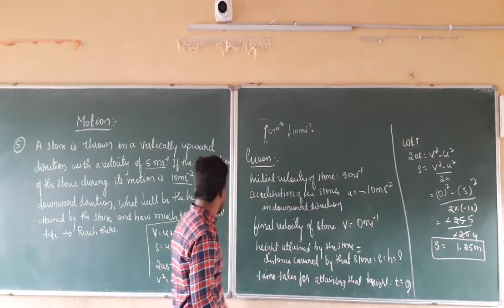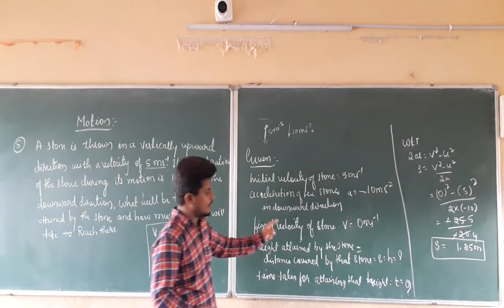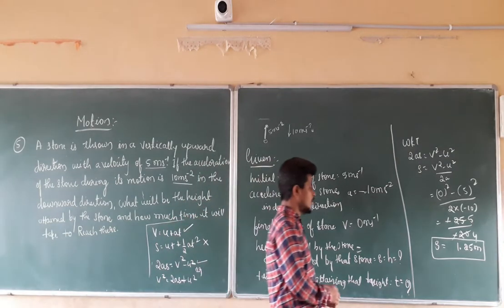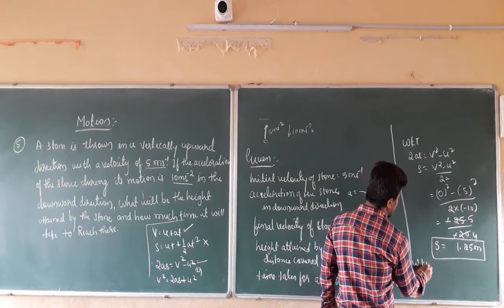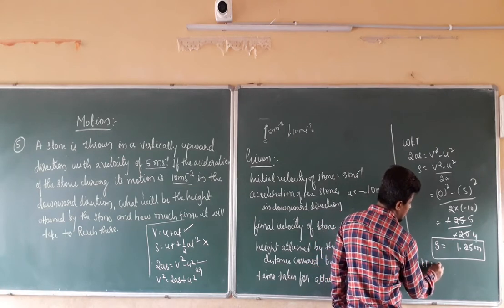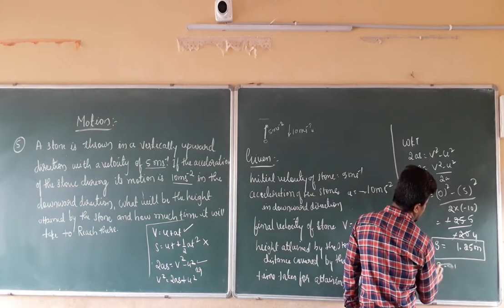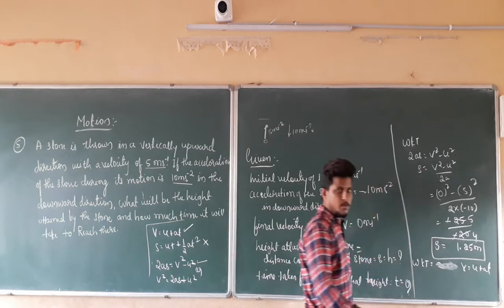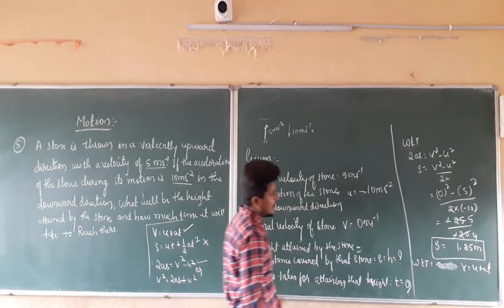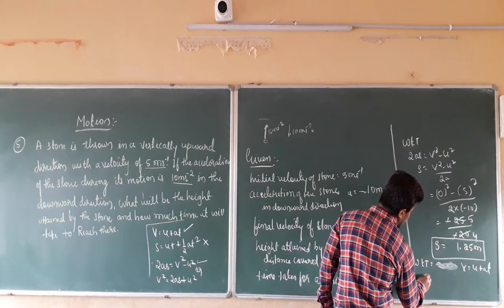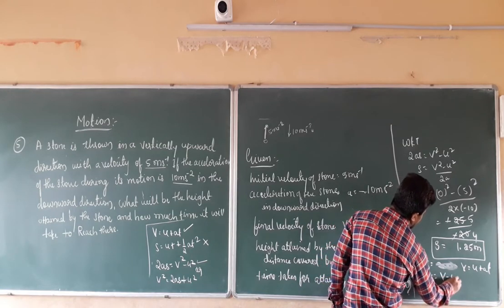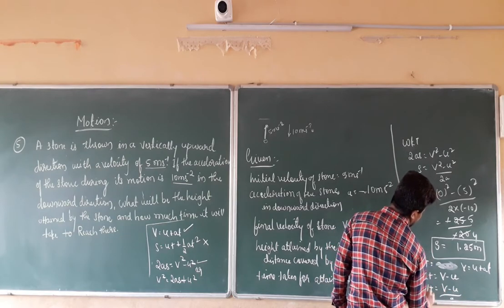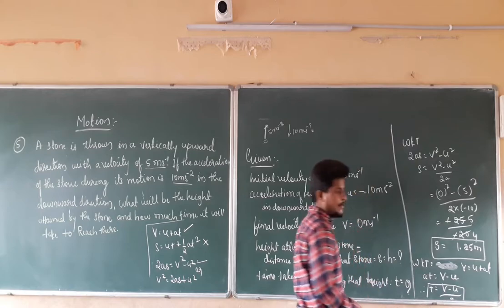Now what we have to calculate next? We have to calculate the time taken for attaining that height. That is nothing but T. So we are going to calculate that by using the equation what? We are going to use the equation V equal to U plus AT, which is given here. So we have to calculate T. So we write AT equal to V minus U. Therefore T equal to V minus U divided by A.